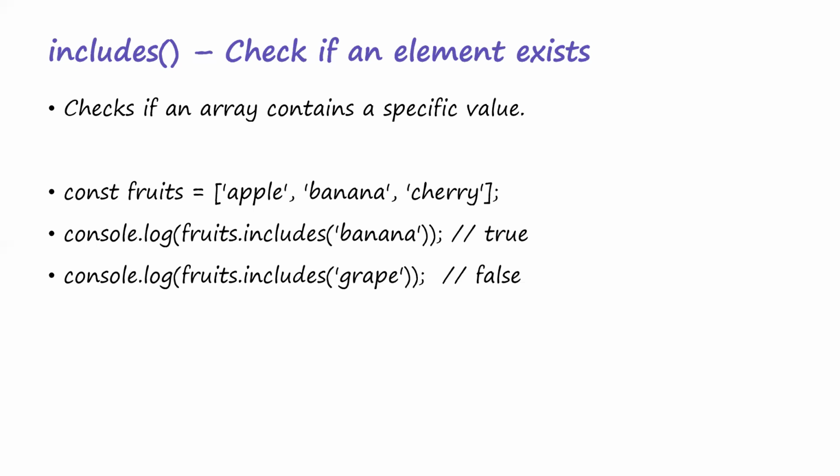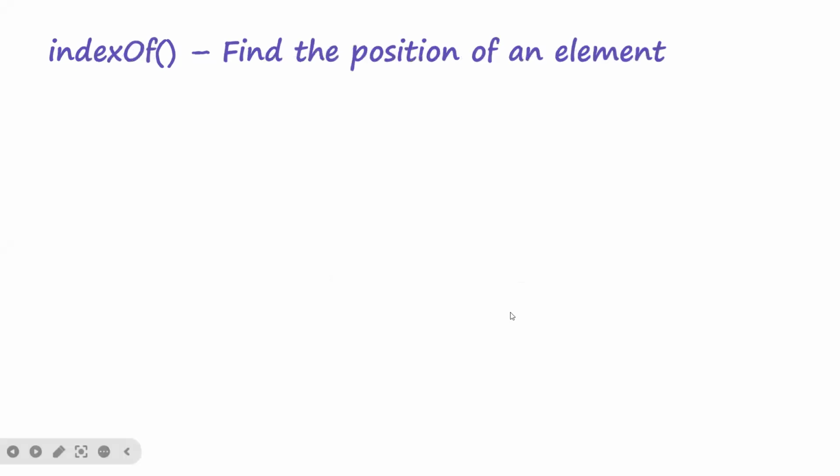You can see here, in the first example, the console says, does it include banana? Yes, it's true because it includes banana. The second one says, does it include grape? It does not include grape, so that is why it returned false. Okay? So the next one we look at is indexOf.